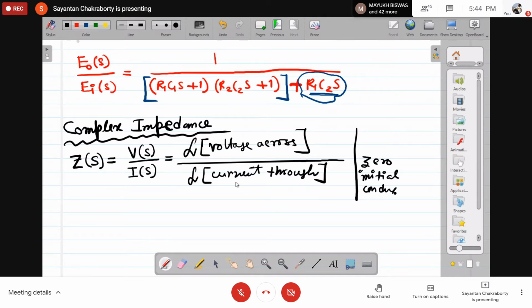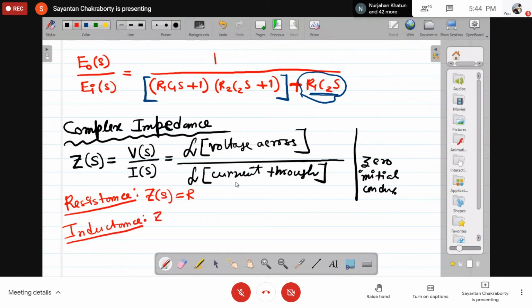Given this definition, tell me what will be the complex impedance corresponding to a resistance. Sir, R. Right? And inductance? Sir, SL. How, sir? You put it in the differential equation. Which differential equation will you use? Sir, L dI/dt, and take the Laplace transform of dI/dt. Okay, fine.